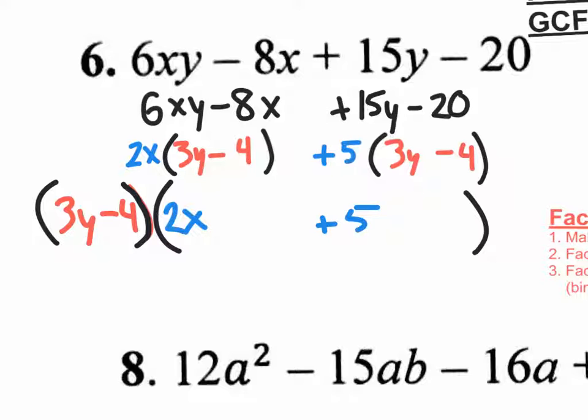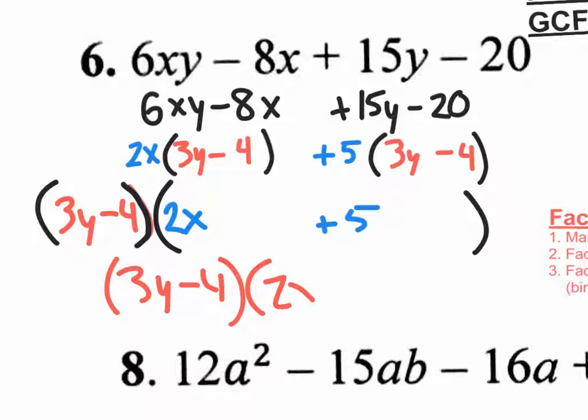So I do exaggerated parentheses so you guys could visually see that the binomial is missing, right? You took the binomial out, it's missing now. The only other thing to do is to write it in the correct size parentheses, so it'd be 3y minus 4, parenthesis 2x plus 5.